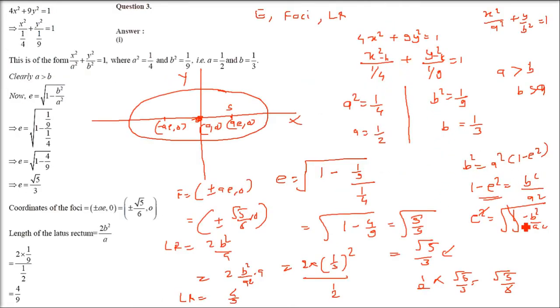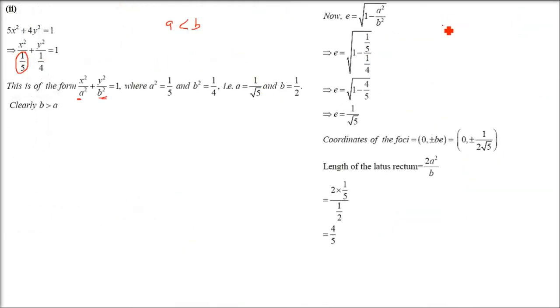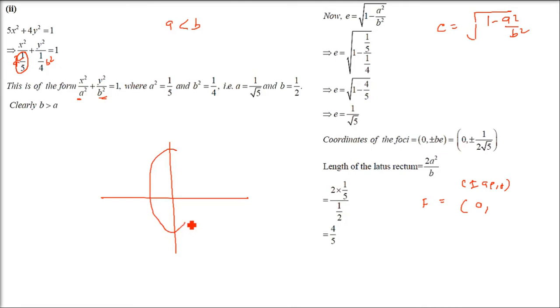Eccentricity was what? In the horizontal ellipse, it was under root 1 minus B square by A square. But in this case, the eccentricity is going to be under root 1 minus a square by b square. Please remember, 1 minus a square divided by b square, not b square by a square, because this is a vertical ellipse, not a horizontal ellipse. But the equation will remain the same, it won't change. And the focus coordinate, previously it was plus minus AE, 0. It won't be like this. It will be 0, plus minus BE, because the ellipse will be of this form.